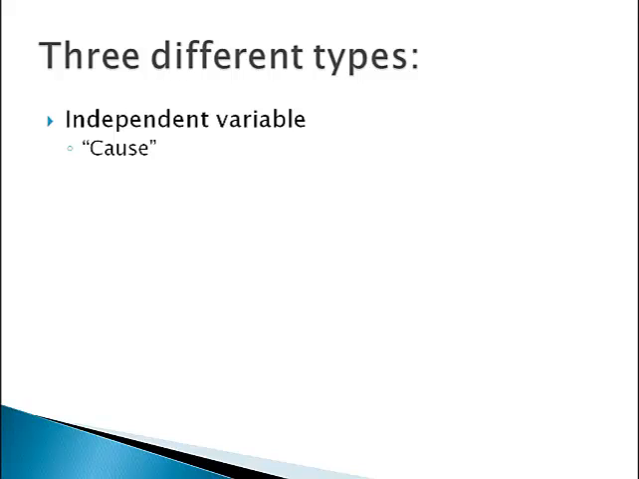Now, if we have an independent variable, we're also going to have a dependent variable. Now, it's called the dependent variable because it depends on the independent variable. Remember, the independent variable doesn't depend on anything. It is set by the researcher. The dependent variable depends on the independent variable. It's the effect in cause and effect. If you say that A causes B, then B is the dependent variable. The independent variable causes the dependent variable.